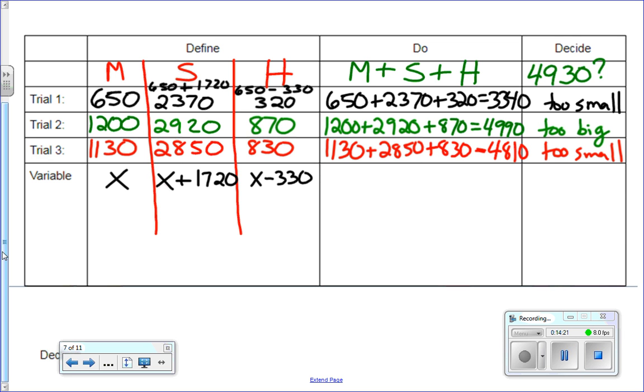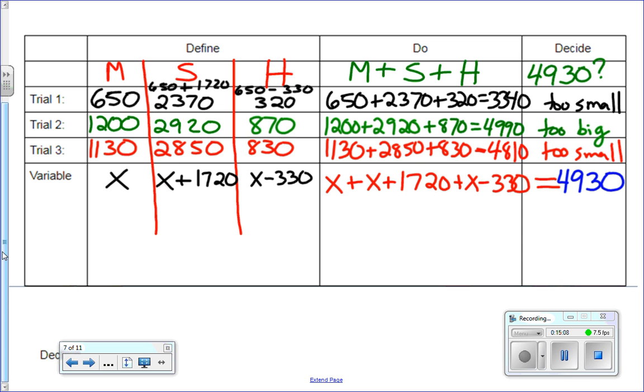Okay, so then the last step was to write the variable expression. So we want to take M, which is X, the S, which is X plus 1,720, plus the H, which is X minus 330. And we write it all together. So we do X plus 1,720 plus X minus 330. So instead of it just being an expression, we now want it to be an equation. So what is our equation going to equal? What are we trying to get when we add all those lakes together? Zach? 4,930.